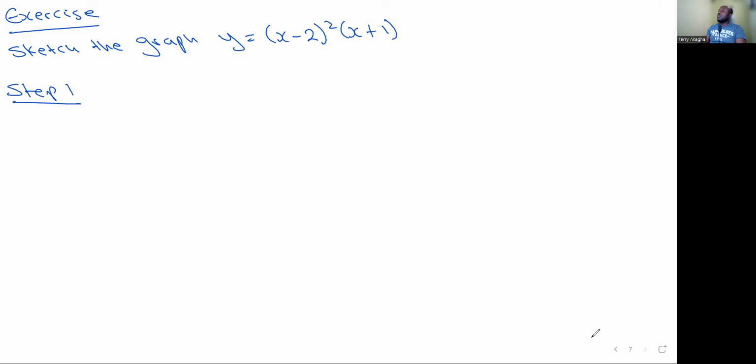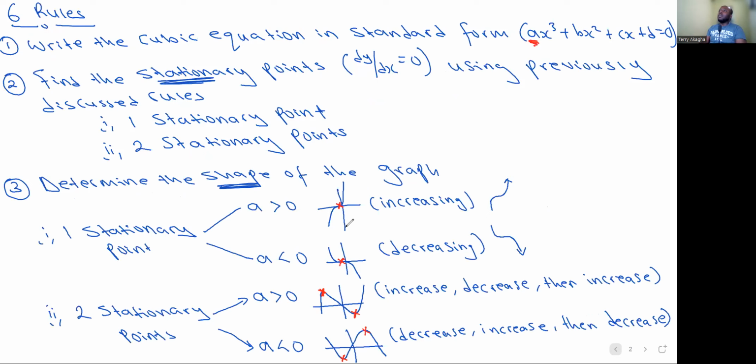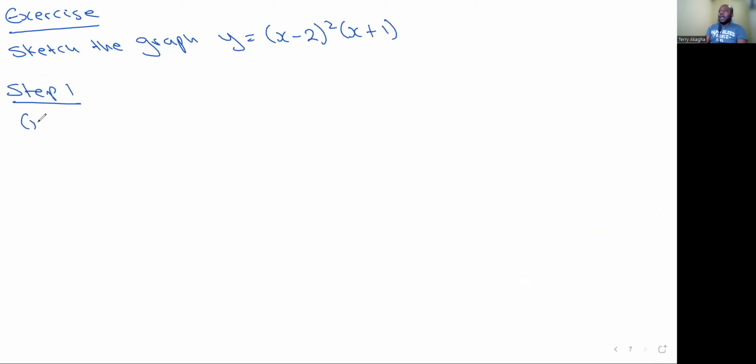All right. So the first thing you have to do is that we then have to write it in what? Standard form. Okay. So we have to write it in standard form. So we have (x minus 2) squared (x plus 1). So we have to break this down. This is the same thing as saying (x minus 2)(x minus 2)(x plus 1).